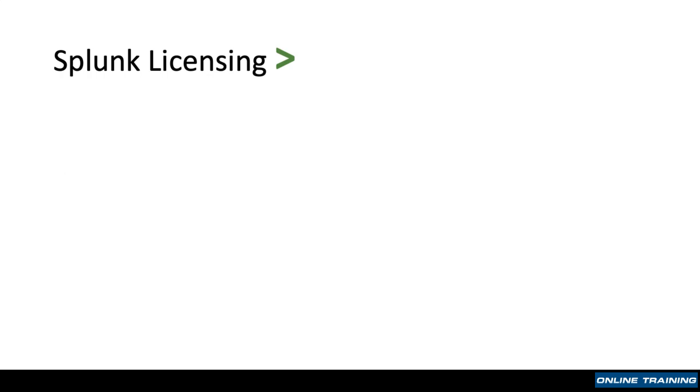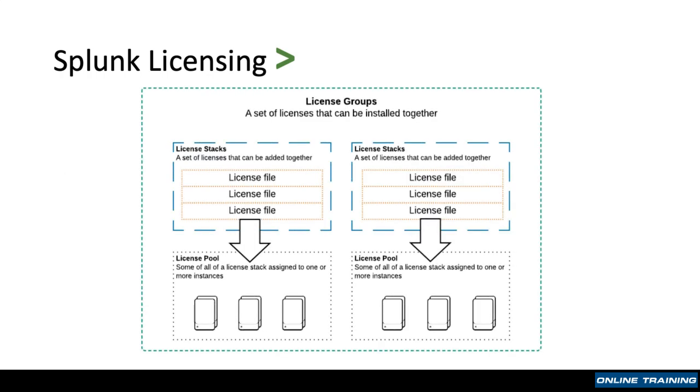License groups are sets of license stacks. A stack can only be a member of one group, and only one group can be active at any given time. The groups are Enterprise, Sales Trial, and these allow, of course, stacking of purchased enterprise licenses. Enterprise Trial is the default group that you get when you download Splunk, and you can't stack licenses on the Enterprise Trial. Free and forwarder licenses don't allow stacking.